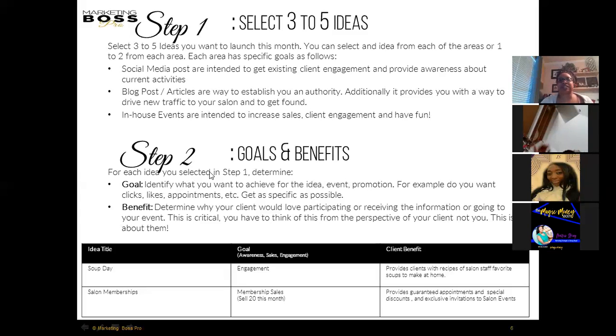So you've selected an idea, you know what the goal is, you understand what the benefit is, and you've articulated that on paper with some bullet points so that you can start to really understand and get jazzed up in the way that you want your clients or prospective clients to get jazzed up.